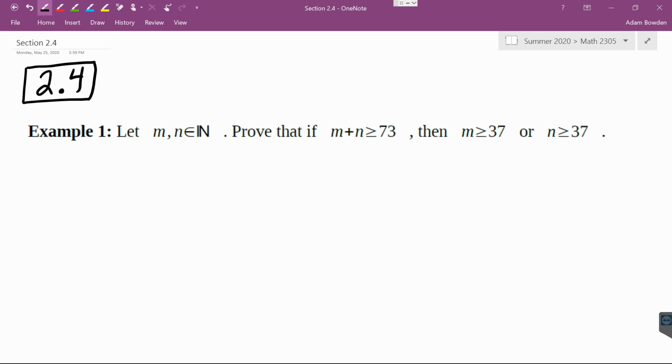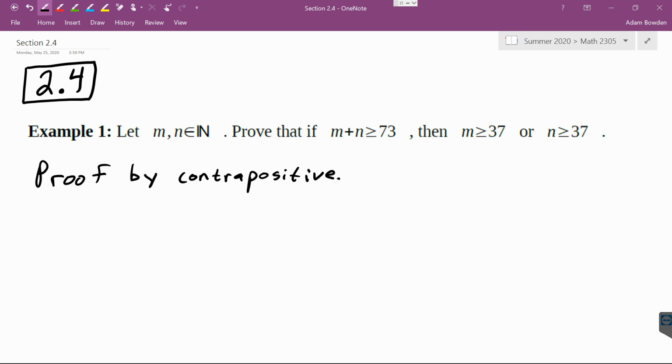In section 2.4, we're going to continue where we left off from 2.3 and cover some more proofs and some more methods of proving. This first one says, let m, n be elements of the natural number set. Prove that if m plus n is greater than or equal to 73, then m is greater than or equal to 37, or n is greater than or equal to 37. To do this one, I'm going to do a proof by contrapositive.